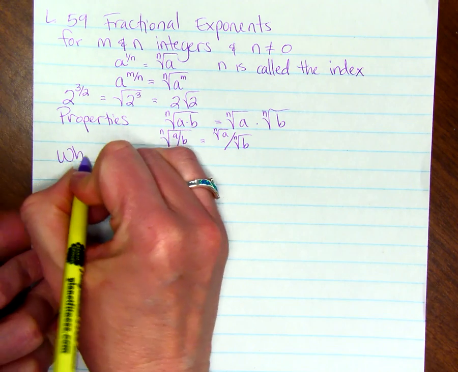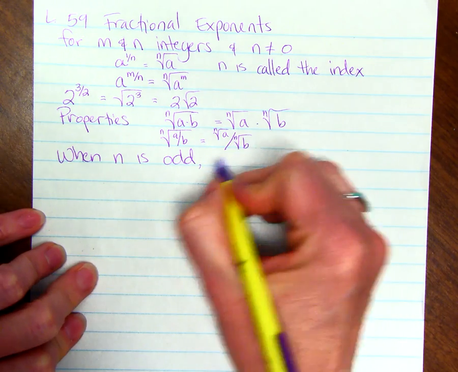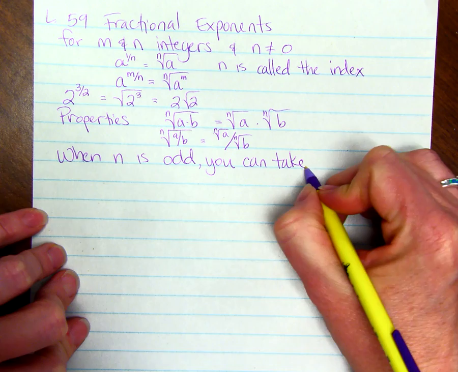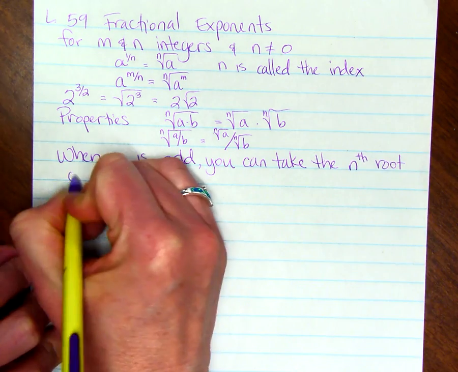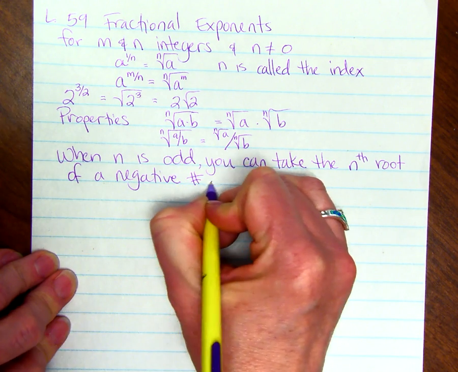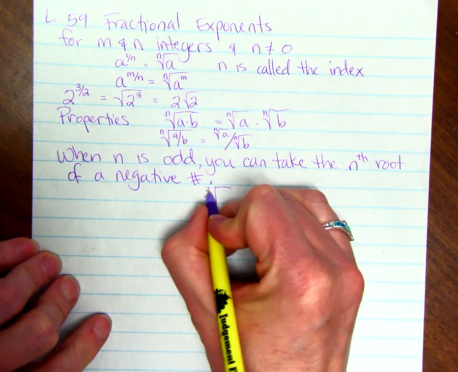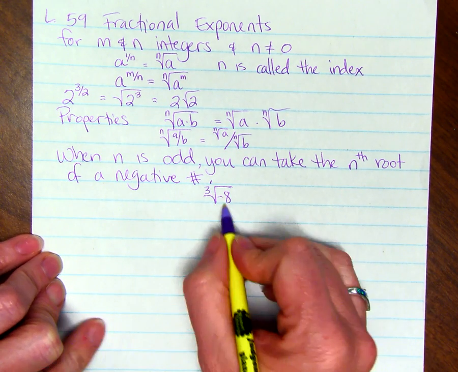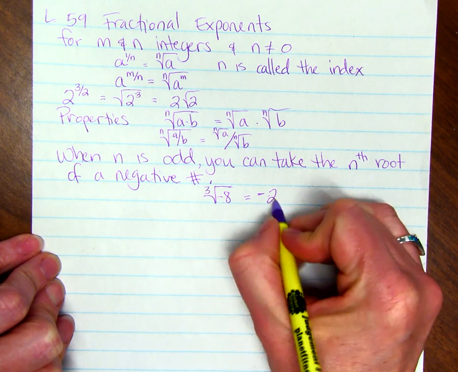When n is odd, you can take the nth root of a negative number. That's only if n is odd. Actually, the nth root of that negative number will be a negative number. So the cube root of negative 8: because the index is 3, the answer will be the negative cube root of 8, or negative 2.